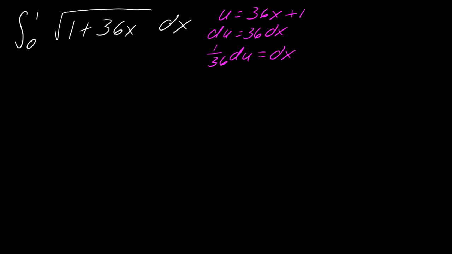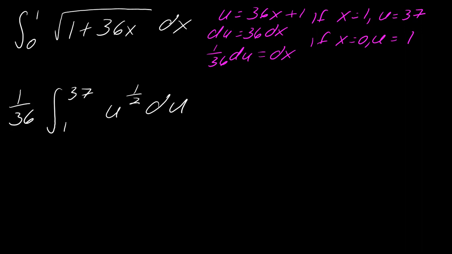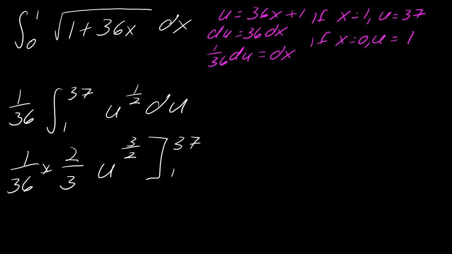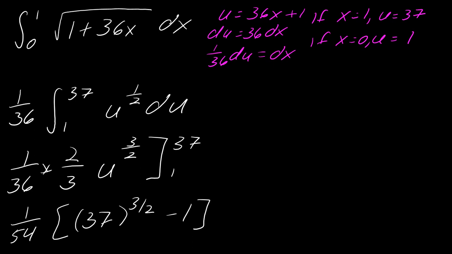And then I can take the derivative. Now there's no 36 on the outside here, so I've just got to rewrite this as 1 over 36 du equals dx. Okay, and so then next, if x equals 1, then u is going to equal 37, and if x equals 0, u equals 1. I like to change my limits of integration. So I can plug in everything here and integrate what you see. And so if I integrate, here's what I'll get, and then here's everything after I plug it in. This is not a beautiful number, so I just left this as 37 to the 3 halves minus 1 over 54.